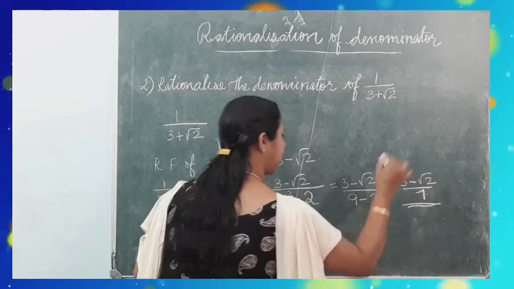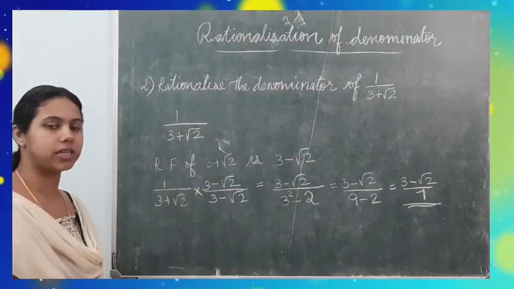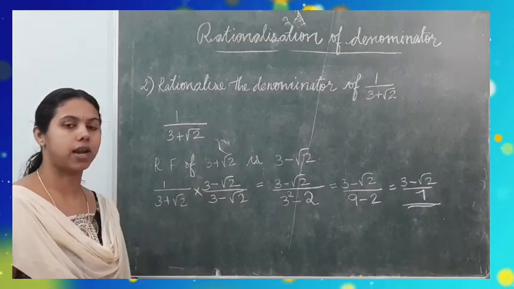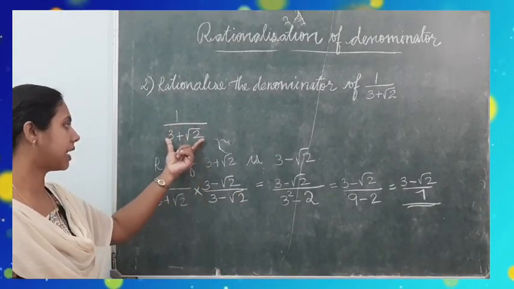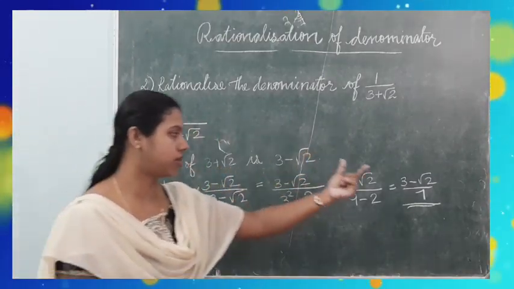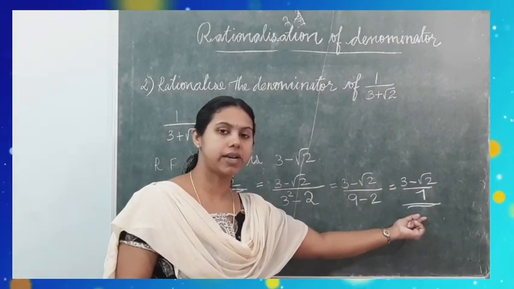So we got the rational number. The denominator we changed to a rational number. First it is an irrational number, that we change into the form of a rational number.